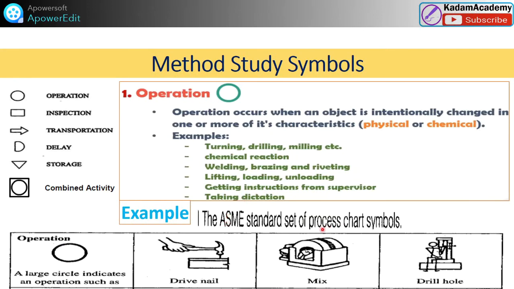The ASME standard set of process chart symbols is represented here. The large circle indicates an operation, such as driving a nail, removing the nail, mixing, or drilling a hole. These are just for your representation. These activities come under operations.